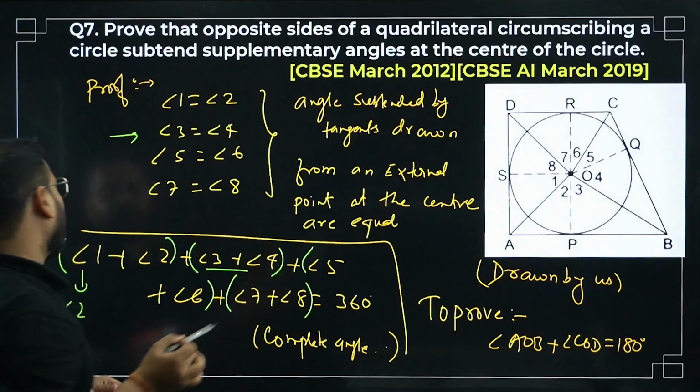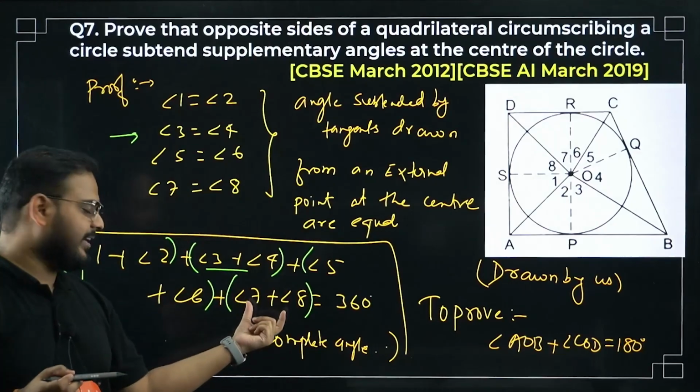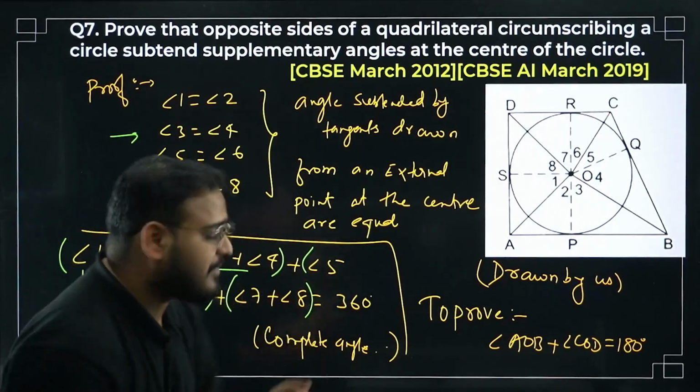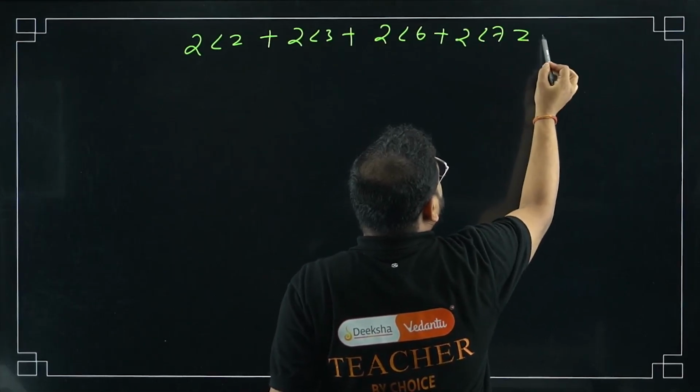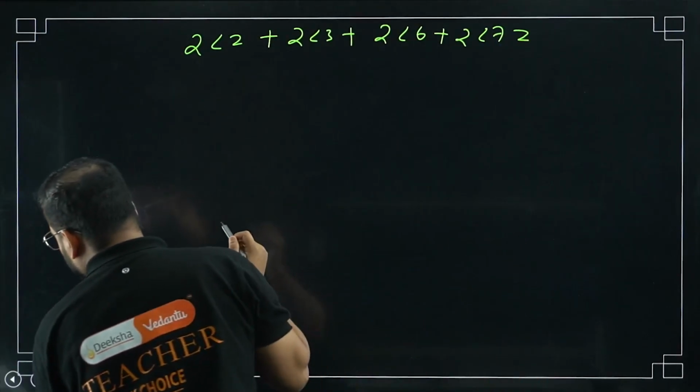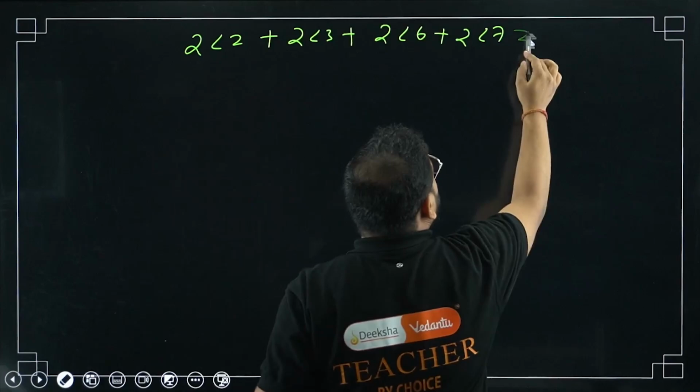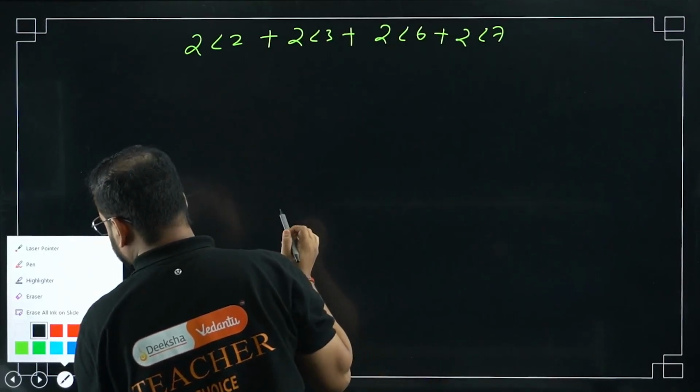7 and 8 are equal. I'll add 7 and 8 as twice of angle 7. Becomes equal to what? Becomes equal to 360 degrees, sir.